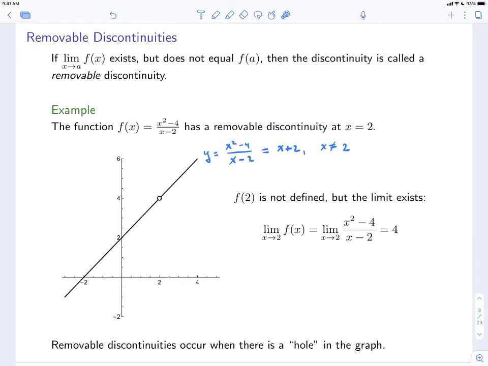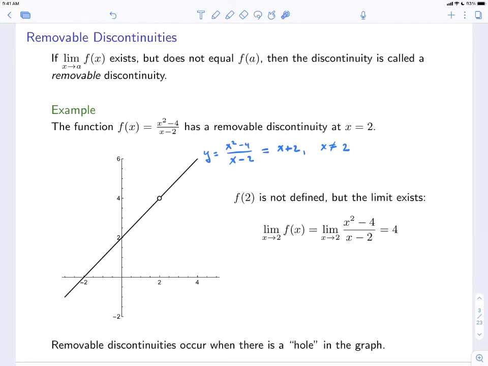However, the limit does exist. The limit as x approaches 2 of f at x is 4. That's something you can see from the graph, or you can see from the formula. As x is getting close to 2, then the y values are getting close to 2 plus 2, which is 4.